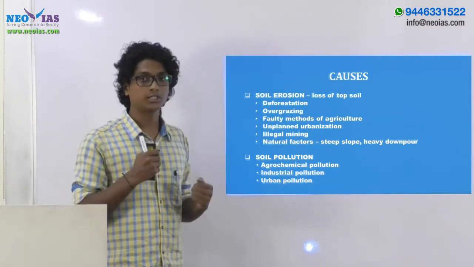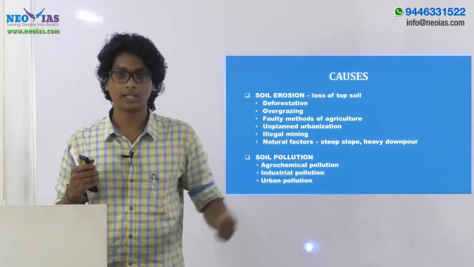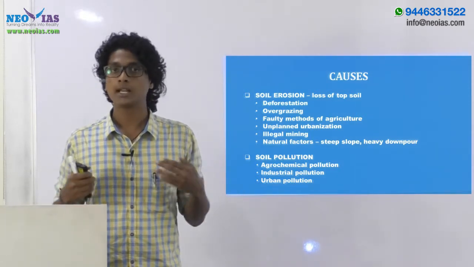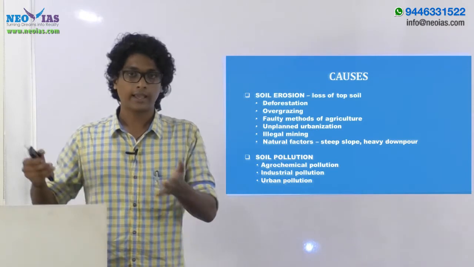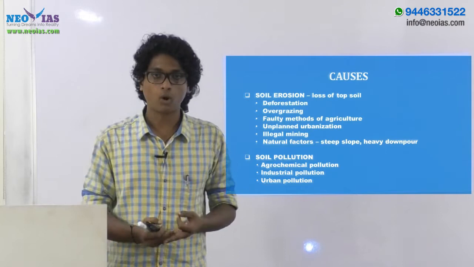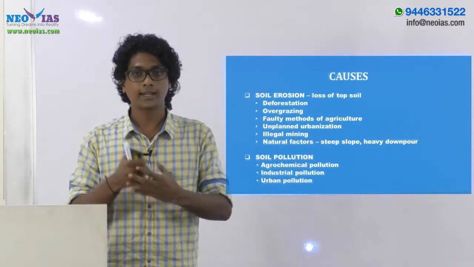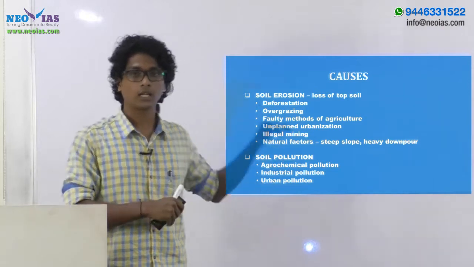Now, soil erosion simply means the loss of topsoil. The topsoil is the most fertile soil, right? Due to the actions of wind or water, this topsoil gets carried away from one place, and that process we call soil erosion.